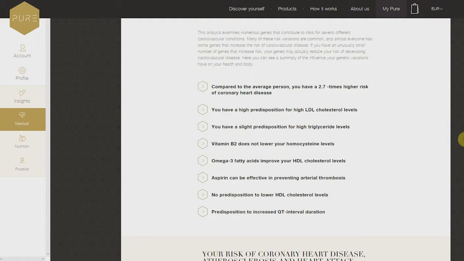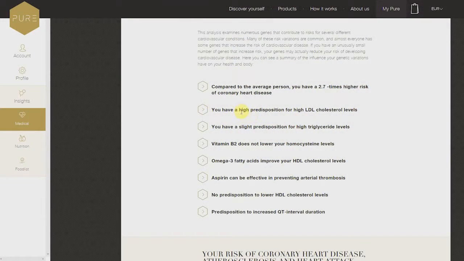Now coming back to the top, this is a quick summary. So this summarizes all of the things that you've seen below that we just talked through. So compared to the average person, you have a 2.7 times higher risk of coronary heart disease. This means you have an almost 3 times higher risk of developing coronary heart disease than other people. So in this case, for this example person, it's very important to take preventive measures. This person also has a high predisposition of high LDL cholesterol.